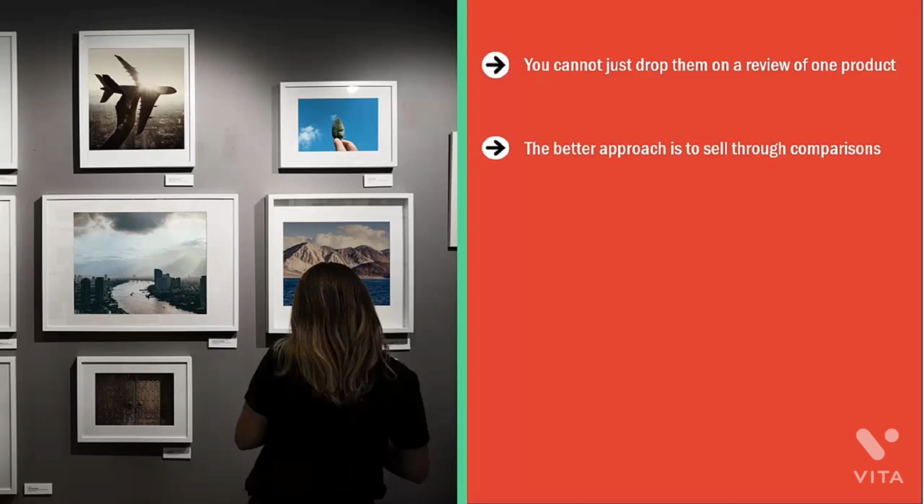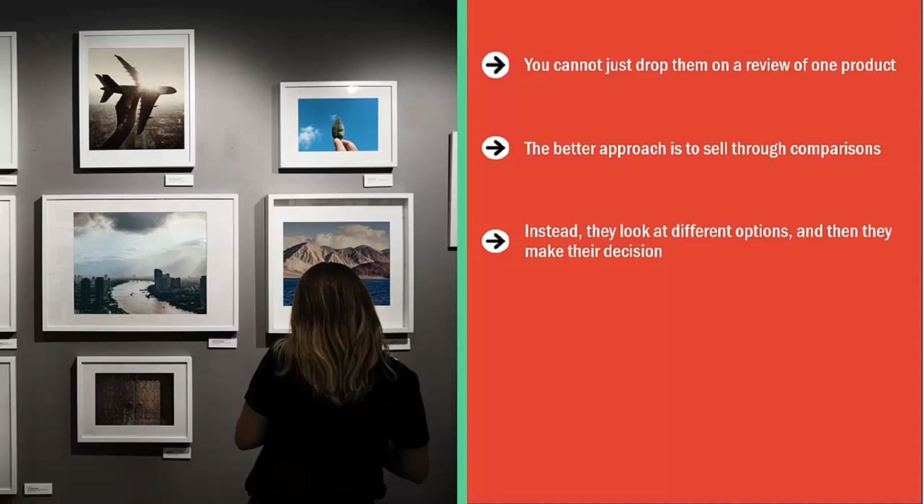You have to understand that people make decisions based on comparisons. They don't just look at one product and think to themselves, that product is right for me. People don't think that way. Instead, they look at different options, and then they make their decision. Because when they look at an option, they ask themselves, this option is better compared to what? That's how they determine value.